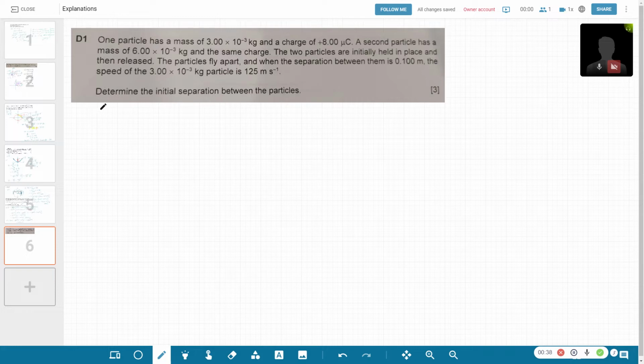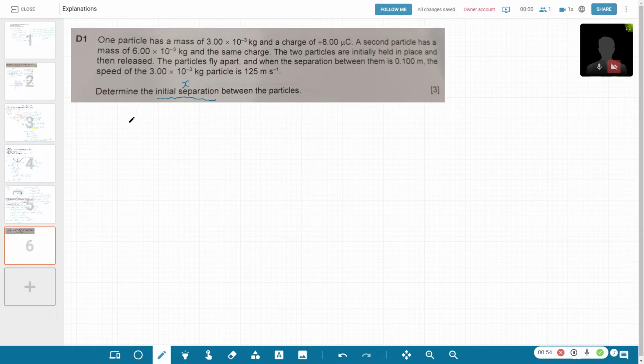So this is an electric field question, but under electric field, similar to gravitation, we have forces and energy. So this is actually a conservation of energy question, based on electric field. You can let the initial separation be x, so that will make it easier for us.